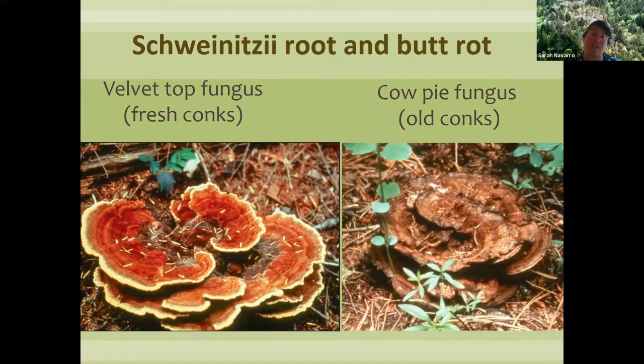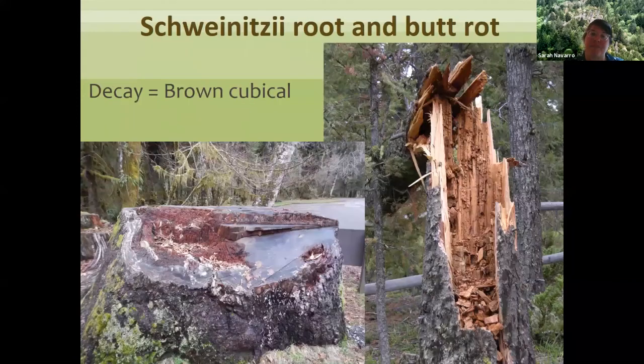Really fresh conks look like the photo on the left, the velvet top fungus. It's reddish brown on top with a yellow margin. And then older conks, which is how one of the common names for this root and butt rot came about, the cow pie fungus. It does look like an old cow pie once it starts to rot out. The decay for Schweinitzii root and butt rot is a brown cubicle rot, and you can see that in the photo on the right. The wood is browner in color because the cellulose has been degraded before the lignin, and the rot makes the wood decay in a crumbly, cube-like fashion.